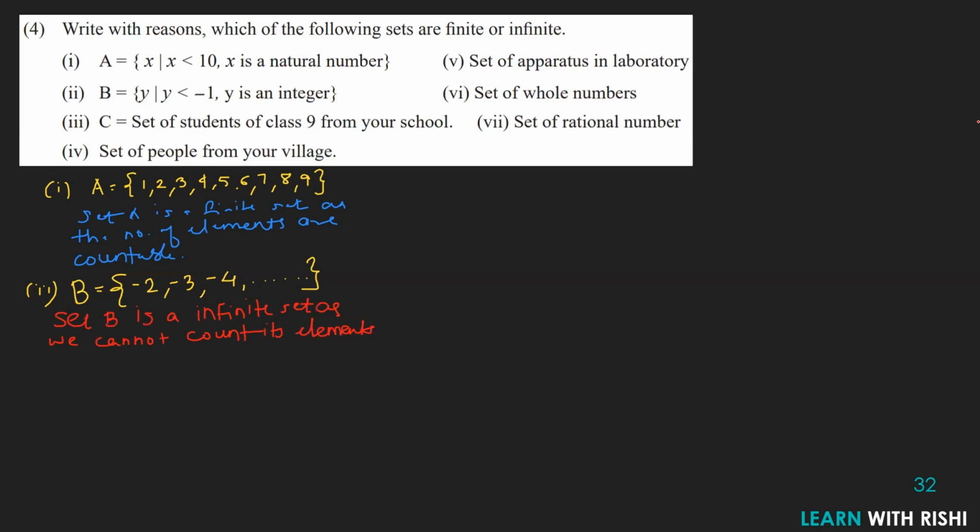Let us move to the third question. C is equal to set of students of class 9 from your school. Now, can we count the students of class 9 from your school? Yes. So it is a finite set as we can count the number of students of class 9. So what reason we will write? Set C is a finite set as we can count the number of students of class 9.